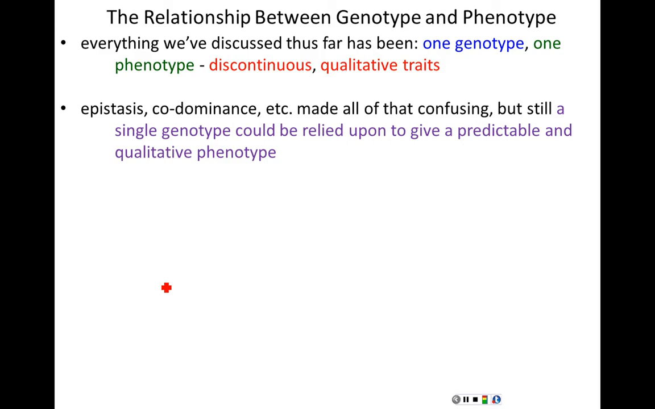And yes, we had some curveballs in all that. Dominant and recessive epistasis, codominance, incomplete penetrance, all of that kind of confused the simplistic Mendelian genetics that we had gotten comfortable with. But still, in the end, once we knew the rules we were dealing with, a single genotype could be relied upon to give a very predictable and qualitative phenotype. A yellow dog. You don't need to measure the color of the dog, and even if epistasis is involved, once you know those rules, if I give you a genotype for dog coat color, you can tell me the color of the dog.